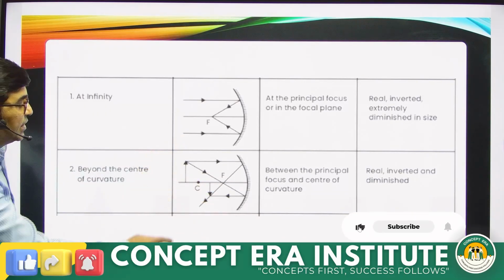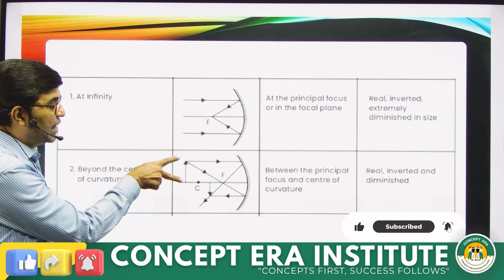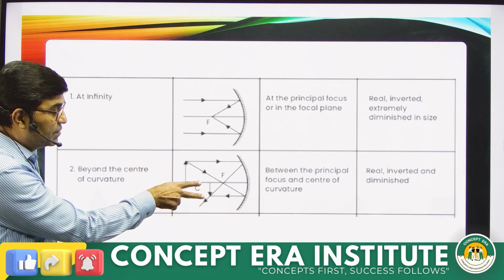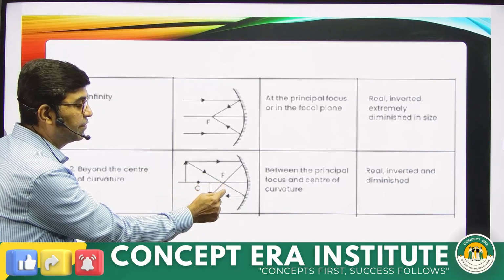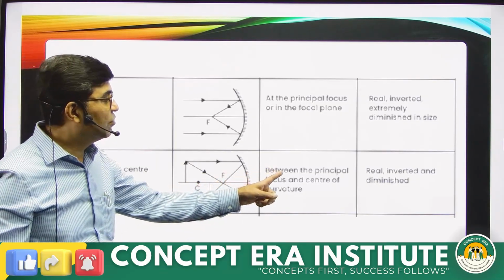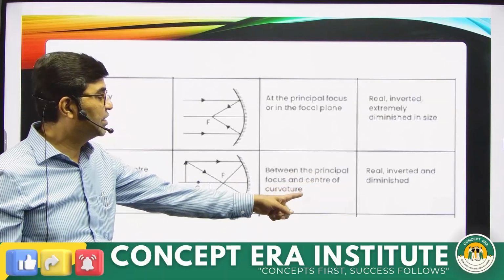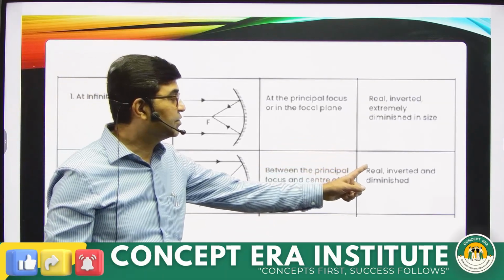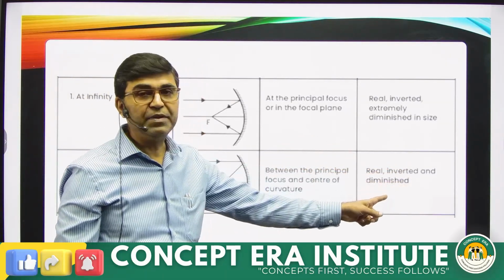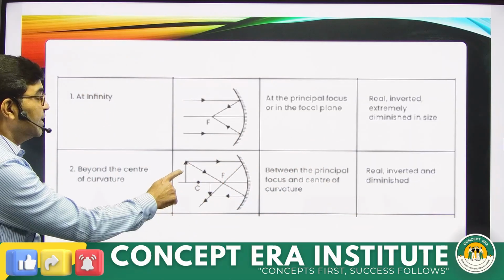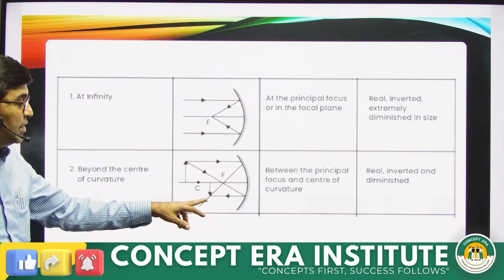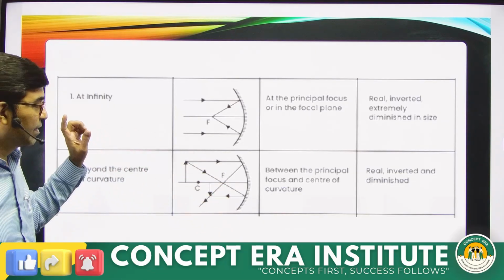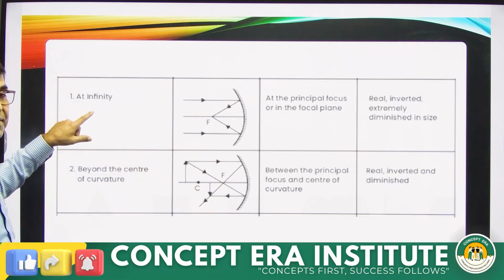As you can see, the image is slightly smaller than the object and is formed between the point C and F. So we'll write that image is formed between principal focus and center of curvature. The image is real, inverted, and diminished. Real image is always formed when the light rays actually meet after reflection. So these are the two cases.